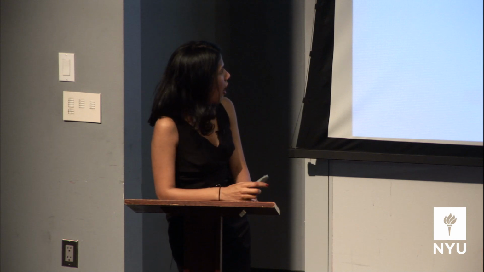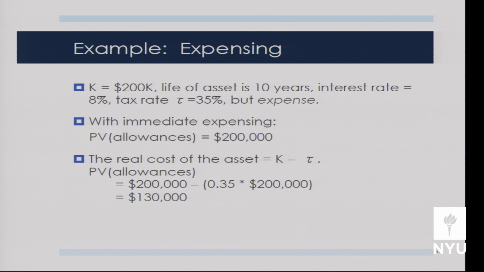So we're going to use a term called Z, and from the Gruber textbook, he calls it Z as well. Z is nothing but the ratio of the PDV of allowances to the purchase price of the asset. So here, what would Z be in the case of expensing? What's the PDV of allowances in the case of expensing? What's the purchase price? So that ratio of the PDV of allowances to the purchase price with expensing is 1. That's the highest Z can be.